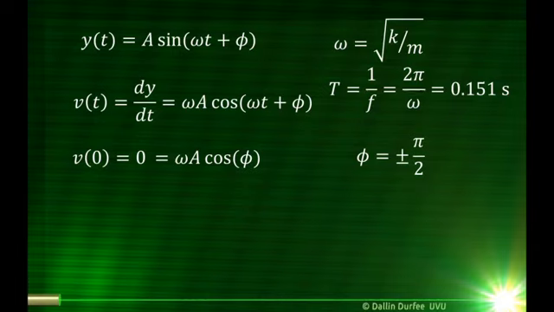That gives me phi, but what is A? Well, I have another condition. At time t equals 0, I've pulled the mass down by an amount h and I let go. So at time t equals 0, y has to equal negative h.